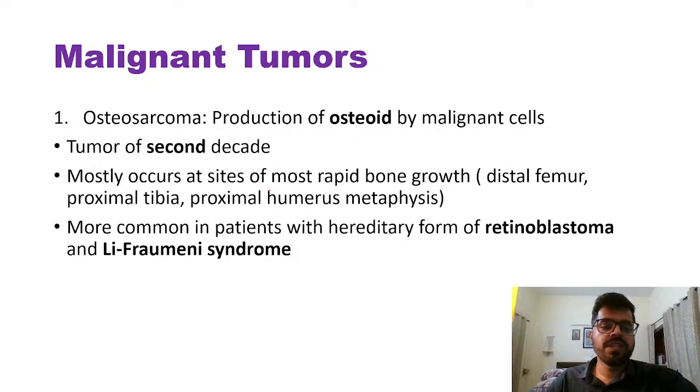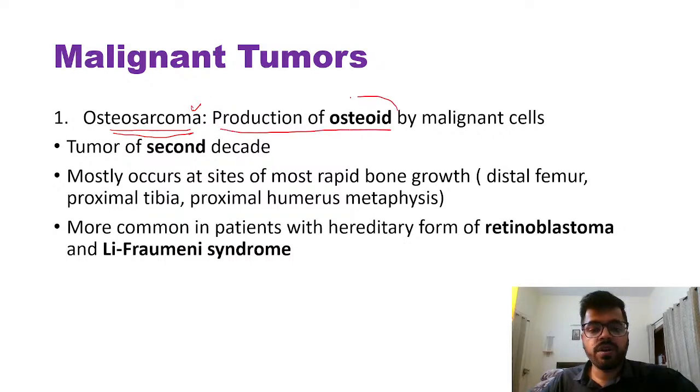Then we come to malignant tumors. Most commonly seen is osteosarcoma, most commonly asked also. It is the second most common primary malignant bone tumor. It is also the most common non-hematopoietic primary malignant bone tumor. The hallmark here is production of osteoid. Since it is osteosarcoma, it is producing bone. The malignant cells are producing osteoid bone basically.